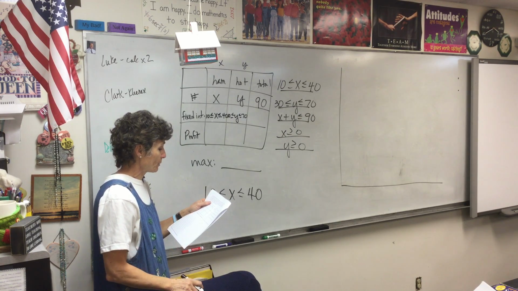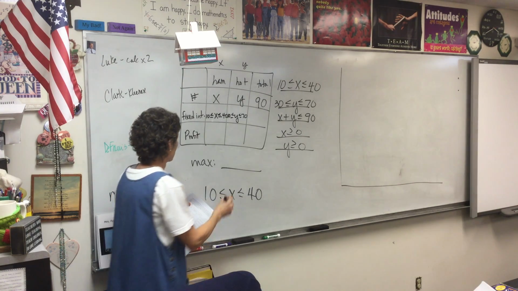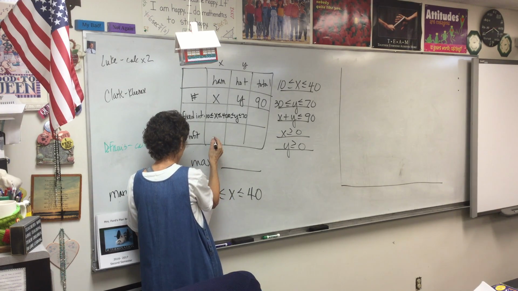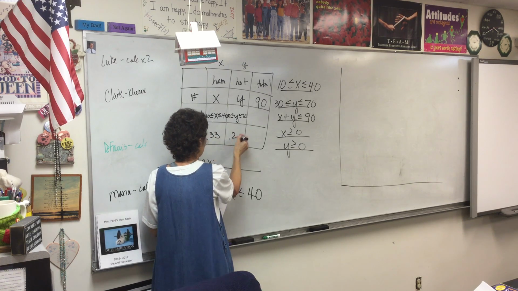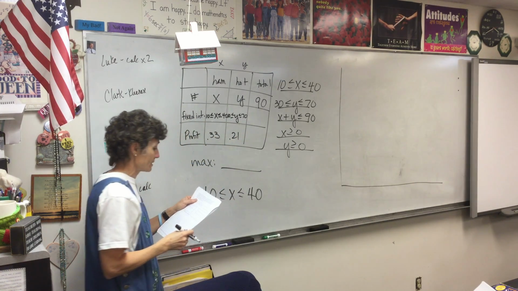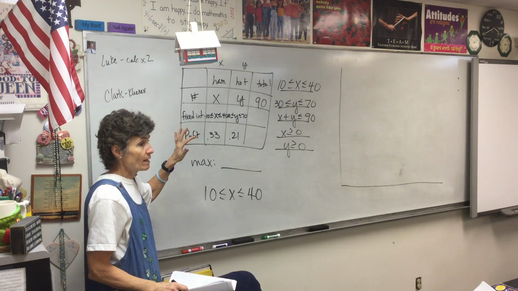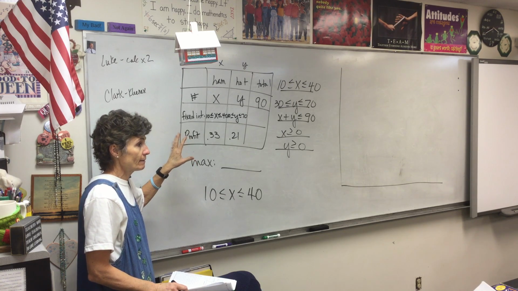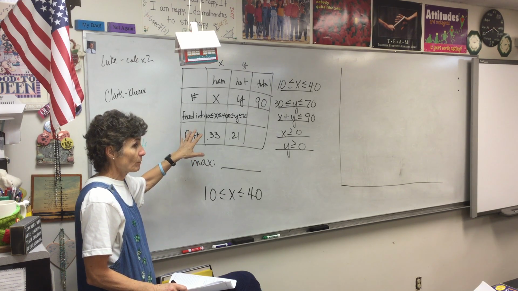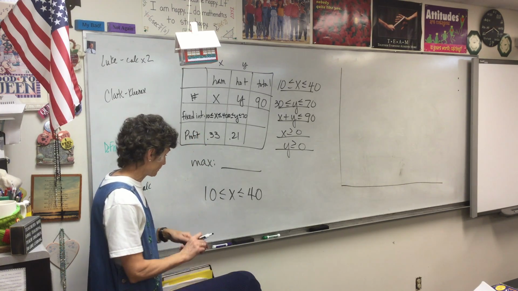Where do I put the 0.33 and the 0.21? I don't have them in there yet. Well, no, the profit for a hamburger is 33, and the profit for a hot dog is 21. Now, is every number in there? I know this one's a little different. It's okay. We'll be fine. Every number in there? All right, let's start graphing.